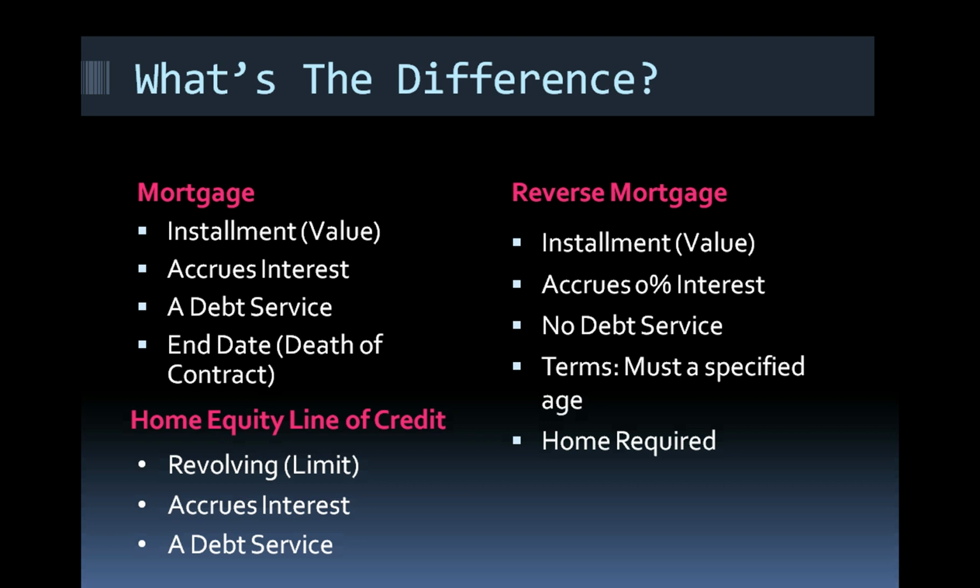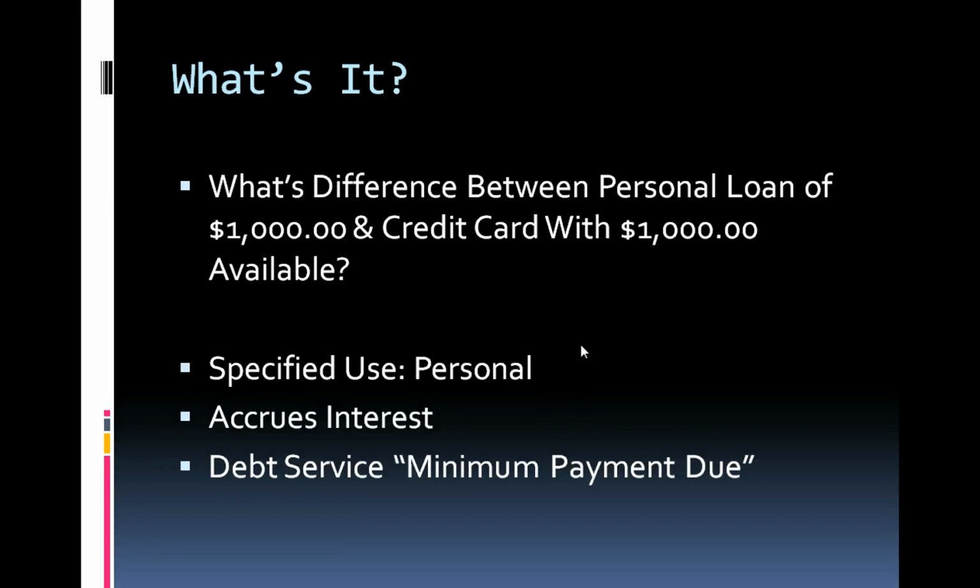With every one of these except for the mortgage, each one requires that you already have a home in place, that the home is in your name, in order to get one of the two other loans. But when it comes to a mortgage, you don't necessarily have to own a home beforehand in order to get a mortgage. And that's essentially the difference between a mortgage, a home equity line of credit, and a reverse mortgage.